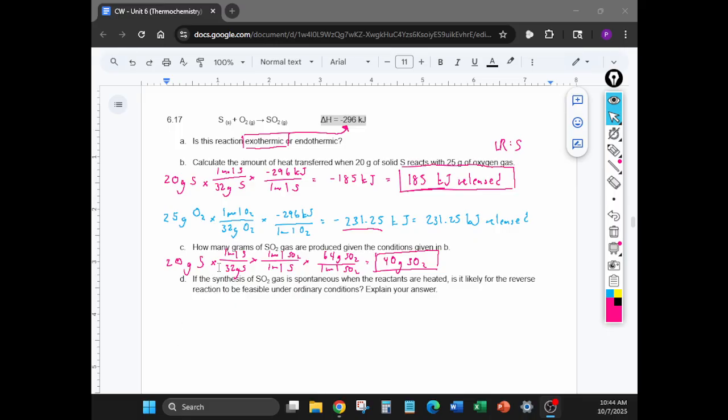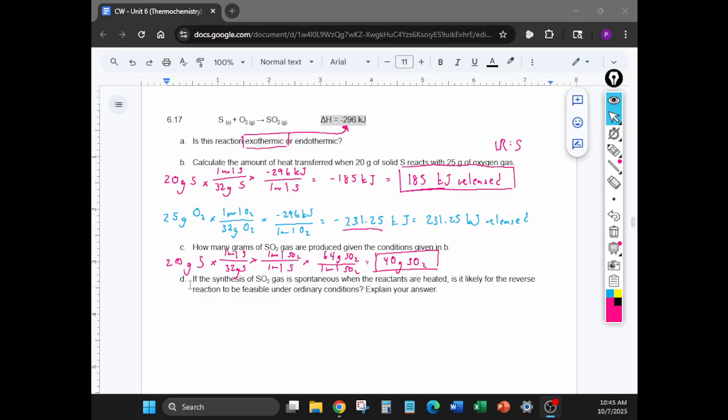So we're gonna do regular stoic for this. We take our limiting reagent, which is sulfur. So 20 grams sulfur. You find the molar mass, 32. You set up the mole ratio. It's 1 to 1. And then the molar mass of SO2, which is 64, and then you should get 40. Okay.